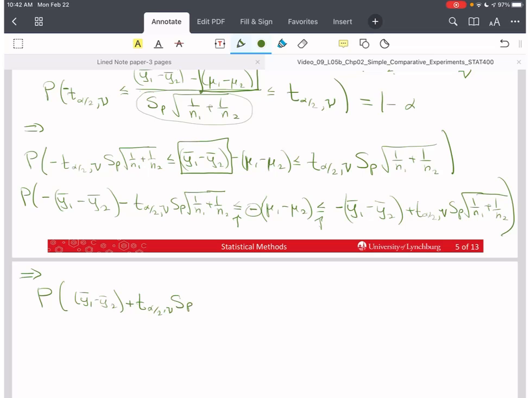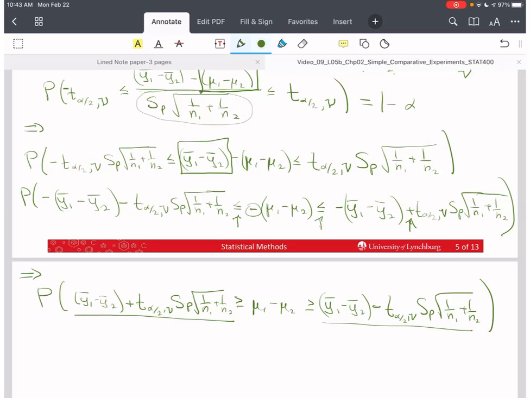And then s sub p square root 1 over n1 plus 1 over n2 is now greater than or equal to mu1 minus mu2, which is greater than or equal to positive y1 bar minus y2 bar. But now this positive becomes a negative t alpha over 2 nu s sub p square root 1 over n1 plus 1 over n2. And I'm almost done, but we usually put the smaller value here and the larger value here, so we need to reverse this, and when we reverse it, we'll reverse the signs.